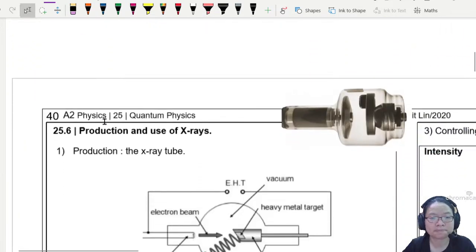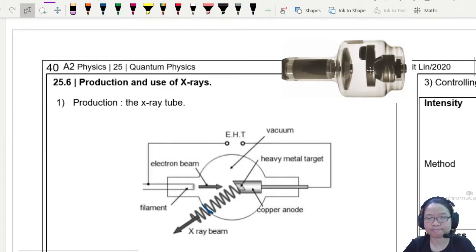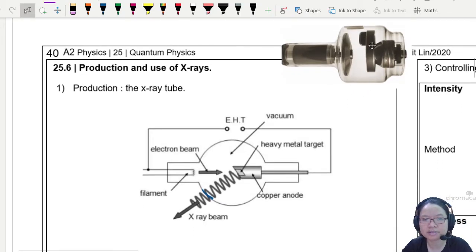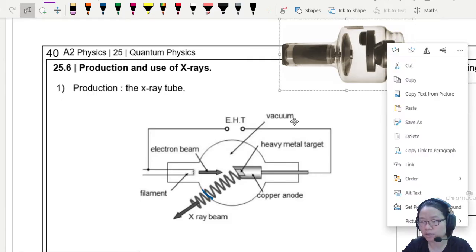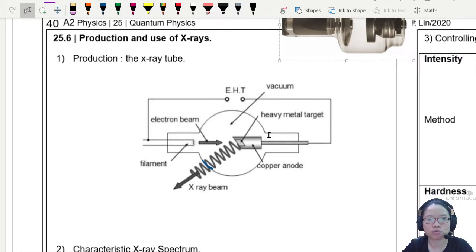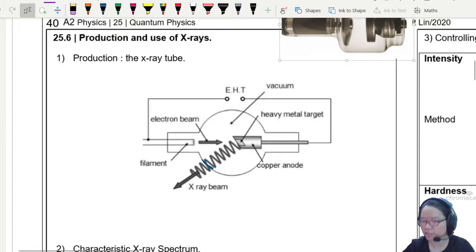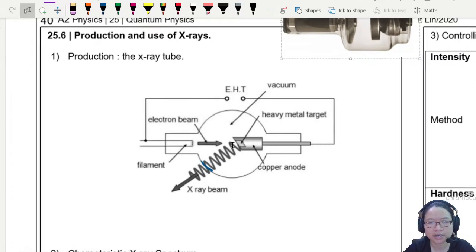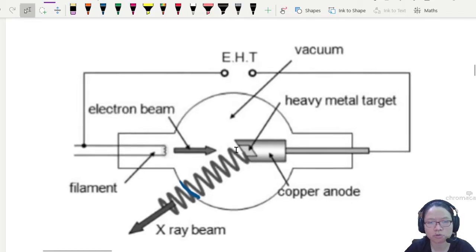We're going to start off with the first part, which is how we make X-rays. So this is an X-ray tube. To produce X-rays, we need this device. This is how it looks in real life, but here I'm going to show you a drawing of it in 2D. To produce X-rays inside the X-ray tube, we are going to bombard. Bombard is like rapid-firing electrons. So we're going to rapid-fire the electrons towards the heavy metal target. I'm going to zoom in a bit.